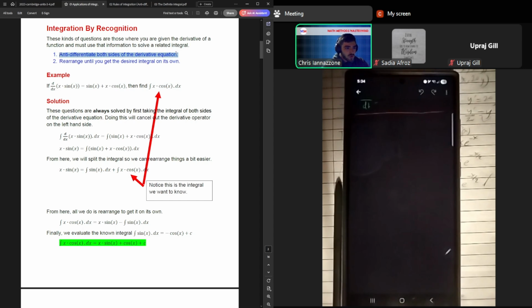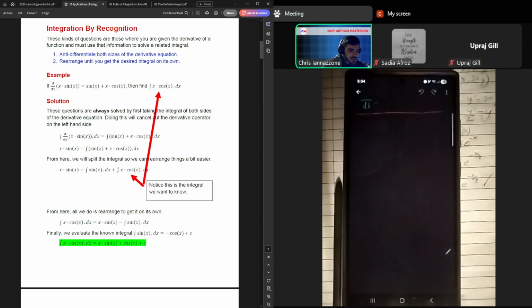The first step of this is always to anti-differentiate both sides of your derivative function. So you slap an integral sign onto both sides. You integrate on this, you integrate on this, and that's what this bit looks like here. Now, whenever you anti-derive the derivative, you get back to the original function. So that's why the derivative and antiderivative operators cancel out, leaving you just with what was in the brackets, x sin x. And the right-hand side, well, we can deal with that in a little bit, namely to split up that integral. We have a plus sign between these two things, so we can split them up into individual integrals.